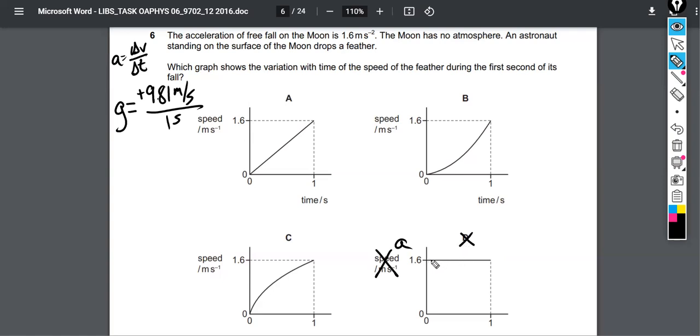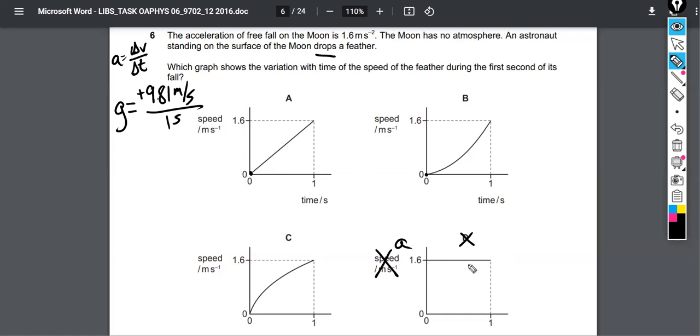It can't start out with a non-zero speed because the word drops disqualifies that. If we're dropping something, then its initial velocity, its initial speed, is 0, which agrees with choice B, choice A, and choice C, right? They all start with 0 velocity. So we can't figure out which one is correct based on that alone, but we can disqualify choice D by saying, well, it's got to have 0 initial speed, right?